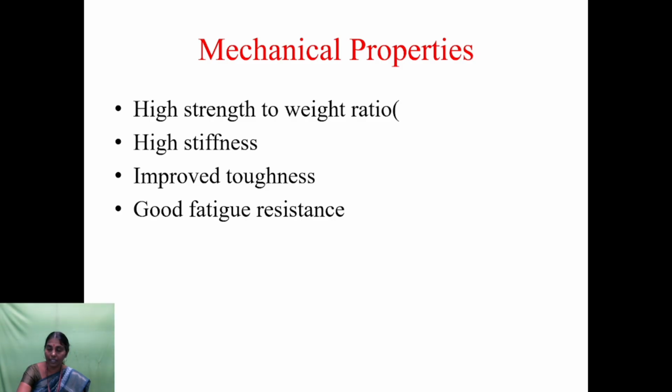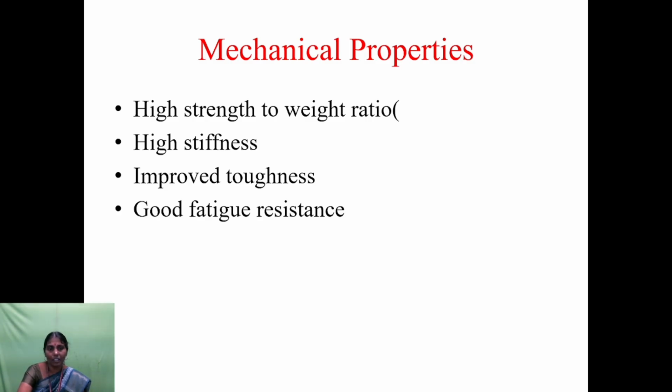We are going to study different kinds of properties: mechanical, thermal, electrical and so on. So first, the mechanical properties. The first one is high strength to weight ratio. That means the composite material is very light in weight but very strong in nature. And the second one, high stiffness, means good rigidity.